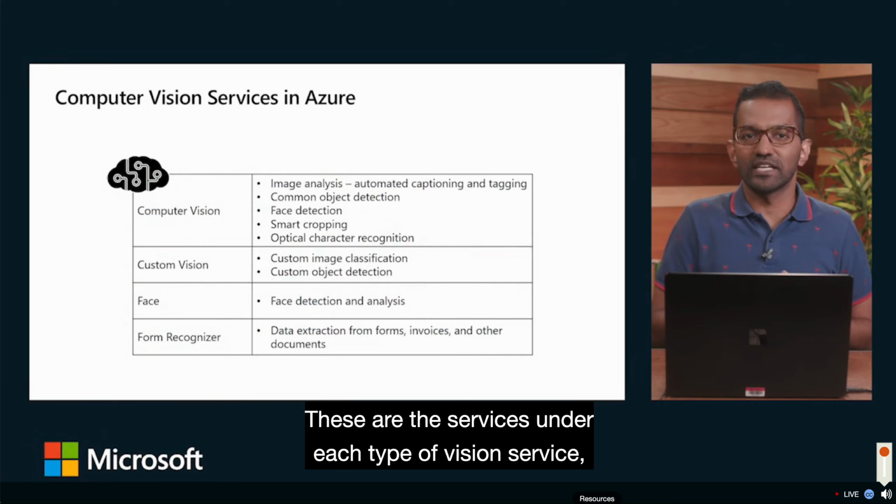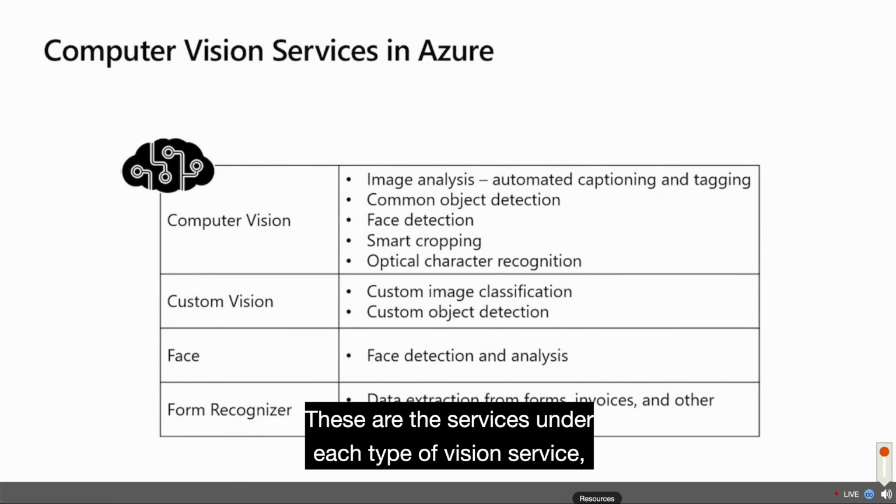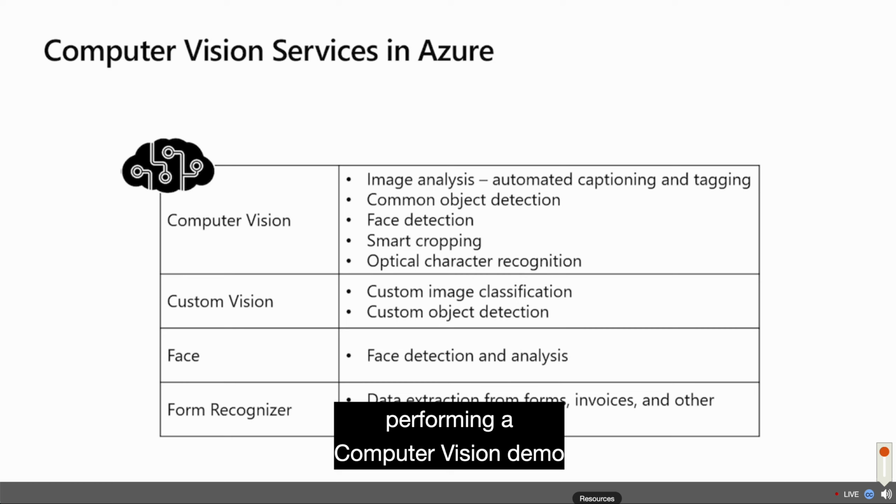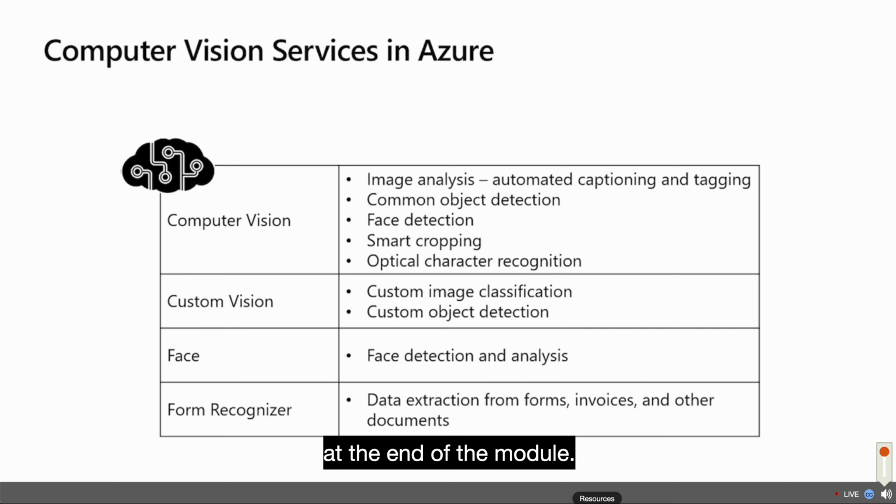These are the services under each type of vision service, namely computer vision, custom vision, face detection, and form recognizer that you can deploy on Microsoft Azure. And we'll be talking about some of them in the next lesson and performing a computer vision demo at the end of the module.